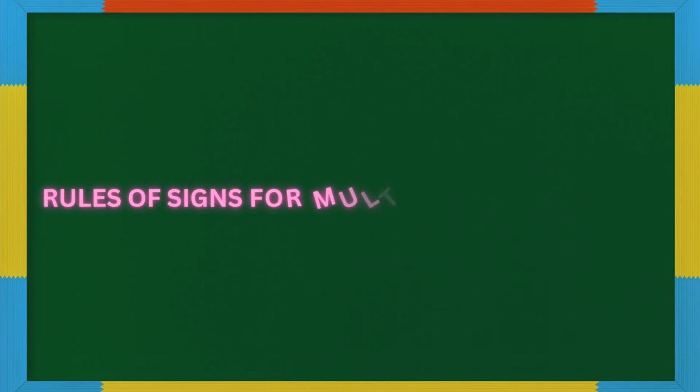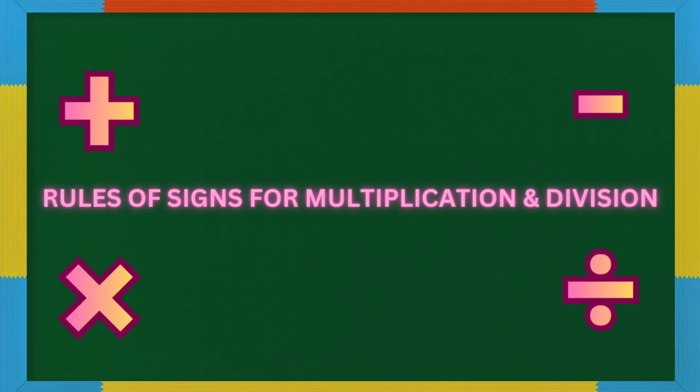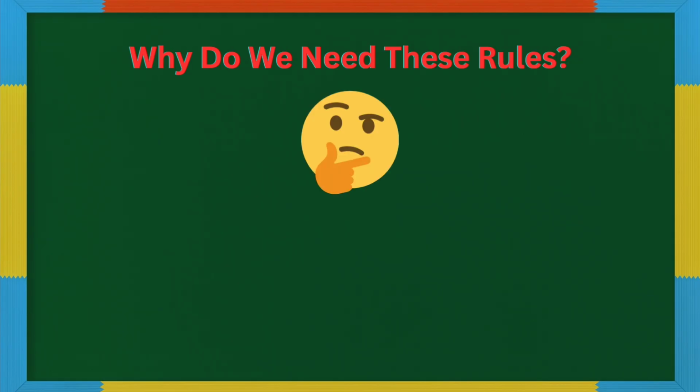In our previous sessions, we discussed the basic concepts of algebraic expressions. Before performing fundamental operations such as addition, subtraction, multiplication, and division, we must understand rules of signs. In today's video, we will learn the rules of signs for multiplication and division. Let's get started. You might be wondering, why do we need these rules?